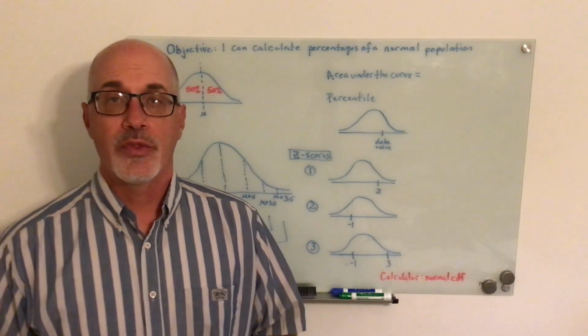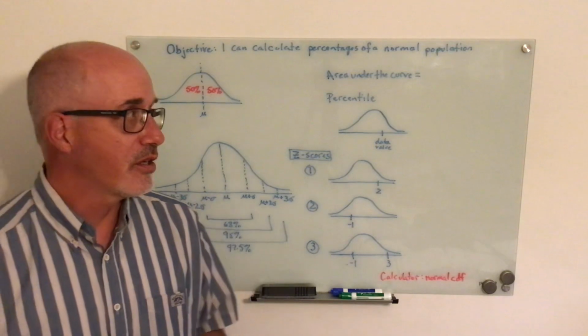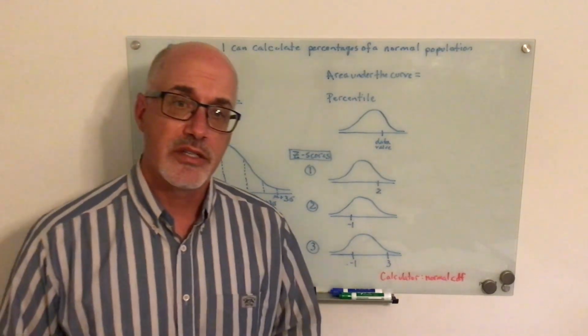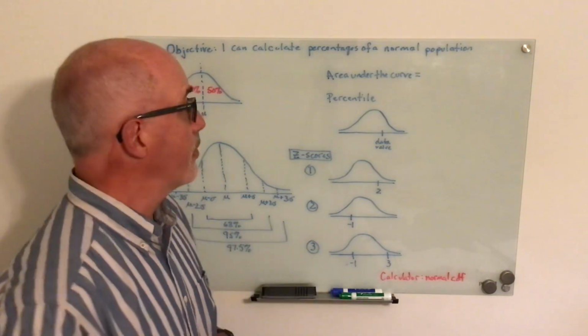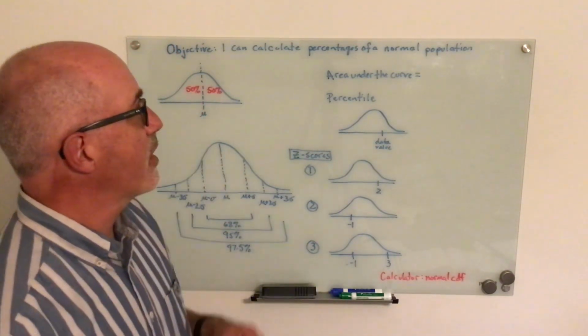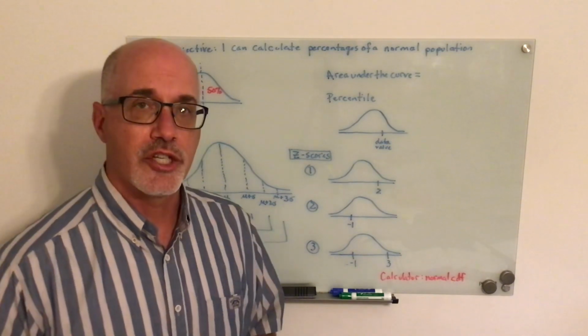This lesson is dealing with the normal distribution. In this lesson, we're going to talk about percentages and the area under the normal distribution curve. So our objective is I can calculate percentages of a normal population.